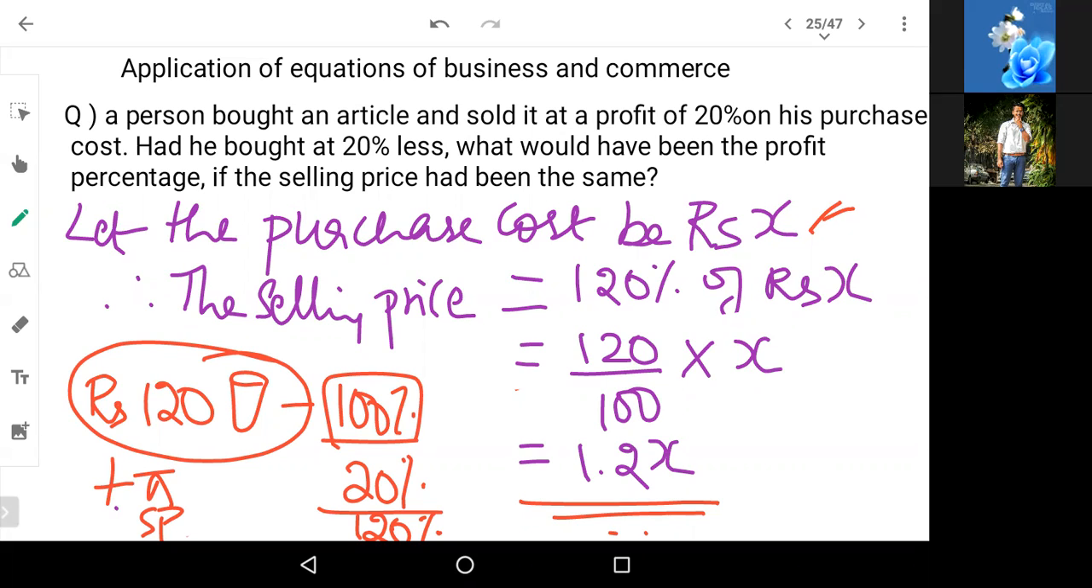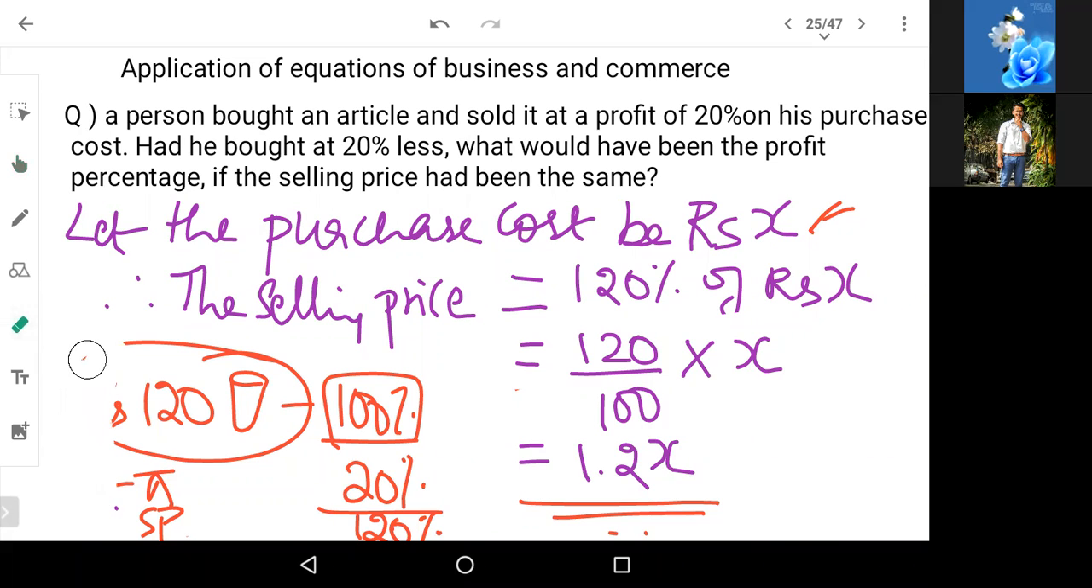So that is why the selling price is 120% of the purchase price, that is X. So 120% means 120 by 100 into X. So 1.2x is my selling price.